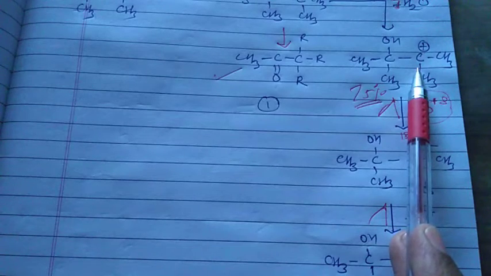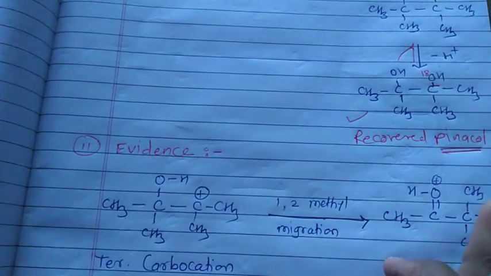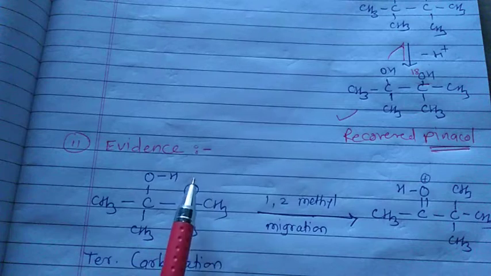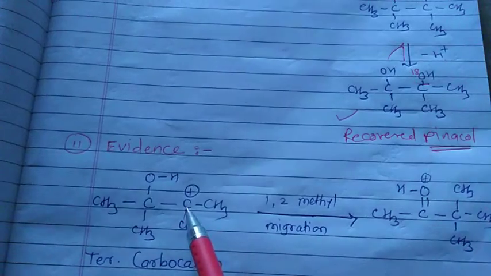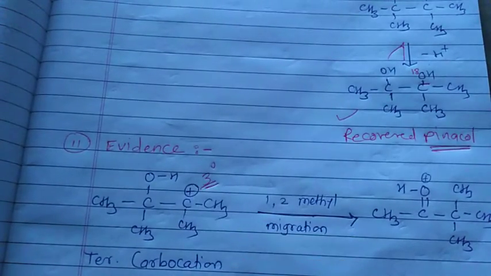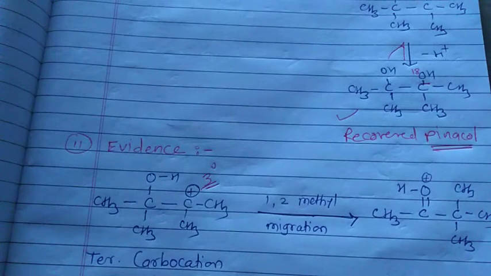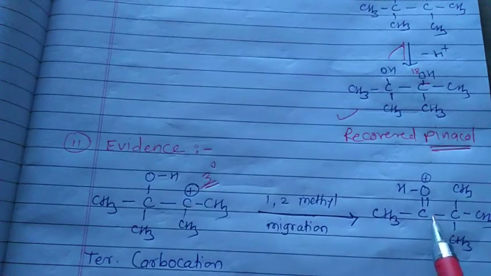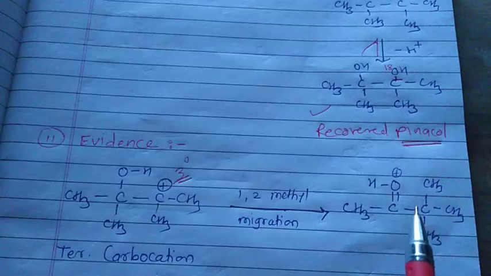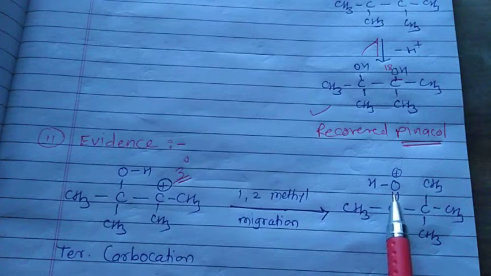Next, we are going to learn the second evidence. Whenever this reaction takes place, there is a formation of the carbocation. But why is this carbocation a tertiary carbocation? We learned earlier that the tertiary carbocation is a stable carbocation. Instead of that, why should this R group rearrange and form this oxocation, or oxonium ion? Why is there a formation of the oxonium cation?